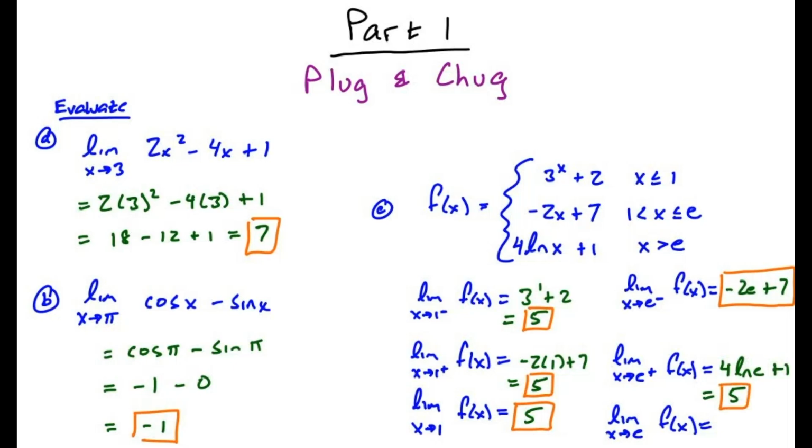Now, in conclusion, the limit as x approaches e of f of x, that's got to take the evidence of the left and the right limits. And since those do not equal each other at all, then our conclusion has to be that the overall limit as x approaches e of our function does not exist.